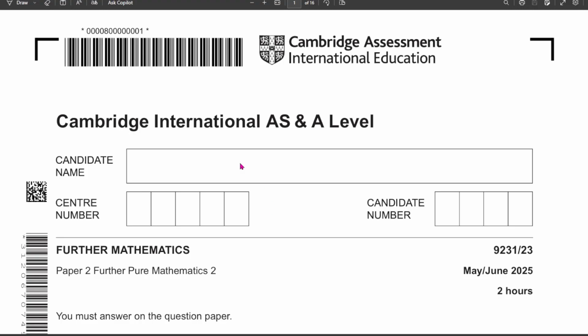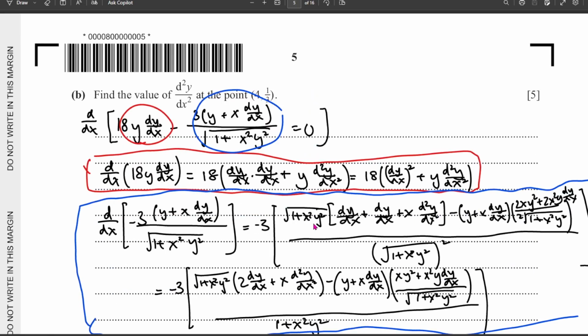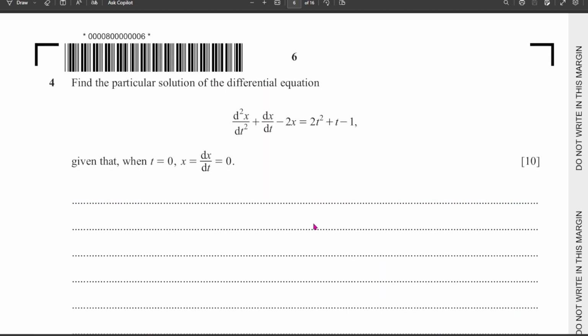Hi everyone, today we do Cambridge A-Level Further Maths, syllabus code 9231, paper Further Pure 2, variant 3 from the May 2025 series. We go for question 4 today. The previous questions are already done.